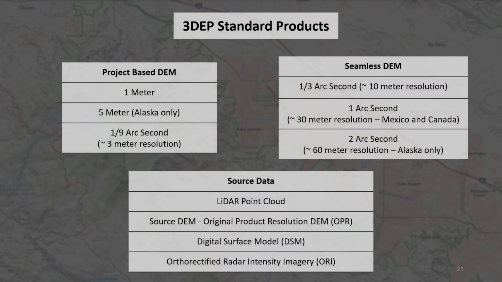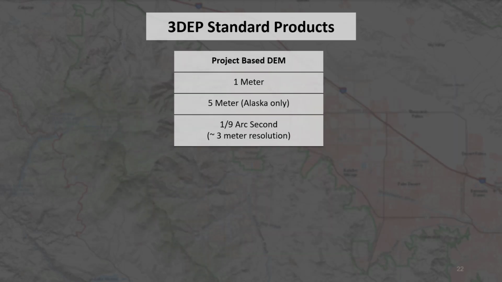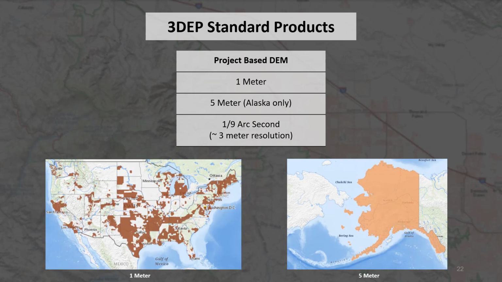The table shows the standard products that are currently part of 3DEP. The LiDAR point cloud, the 1/3 arc-second DEM, the 1-meter DEM, and the 5-meter Alaska DEM are FGDC designated NGDAs under the elevation theme, which is co-led by USGS and NOAA. The 1/9 arc-second layer is now considered a legacy product, and no new projects will be added to it. Instead, all new high-resolution bare Earth data are produced at a 1-meter resolution.